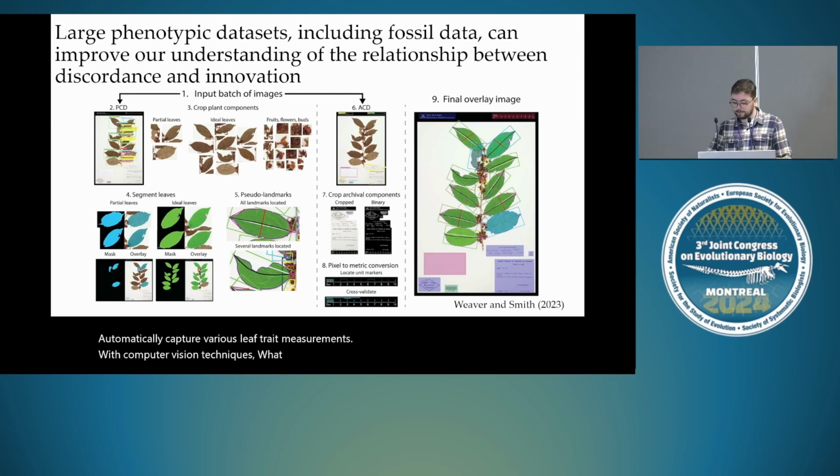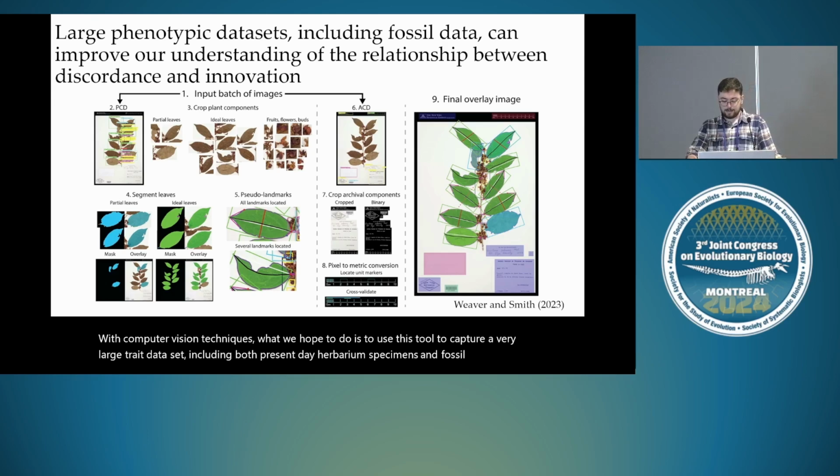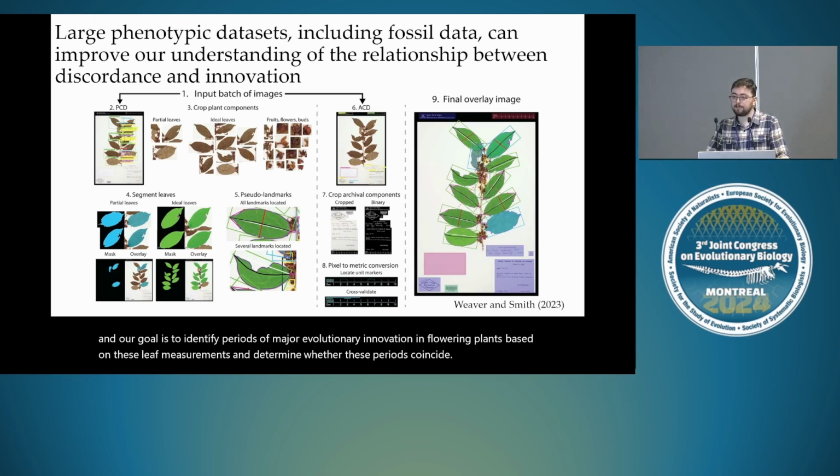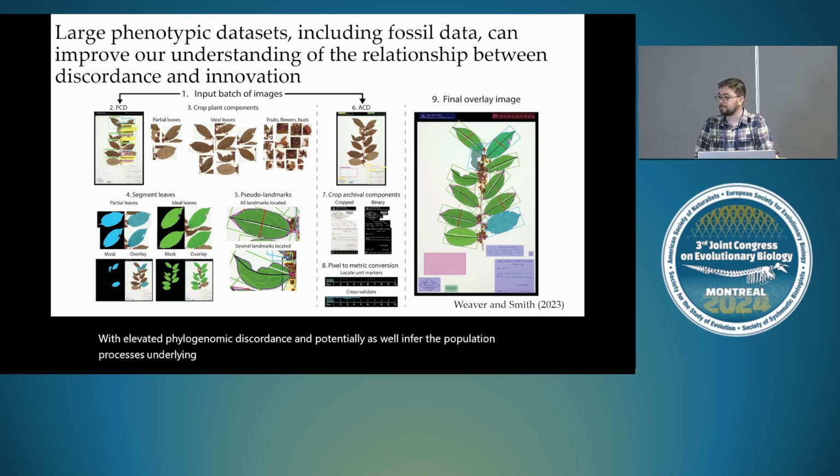What we hope to do is to use this tool to capture a very large trait data set, including both present-day herbarium specimens and fossil specimens. And our goal is to identify periods of major evolutionary innovation in flowering plants based on these leaf measurements and determine whether these periods coincide with elevated phylogenomic discordance, and potentially as well infer the population processes underlying these patterns. That's the goal, at least.